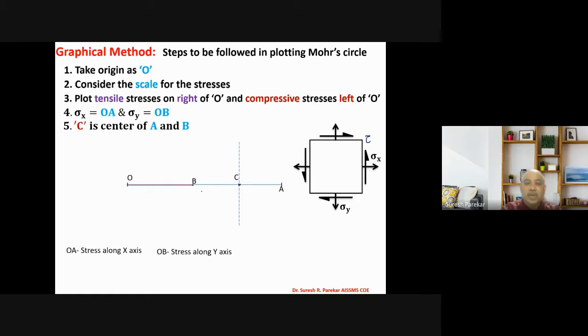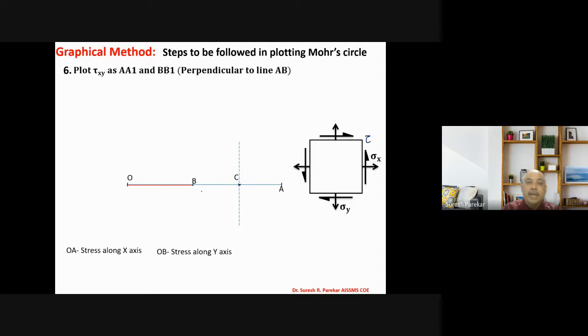Now steps are going to change. Now we have plot as AA1, BB1, which will be tau XY. Because we have tau value same. This is also tau, and this also we have tau. So we are going to plot it. So whatever direction we have over here, that we will plot here. So as we have, this will be upward. So I will plot AA1 upward and BB1 downward as it is here in downward direction. So we have AA1, BB1.